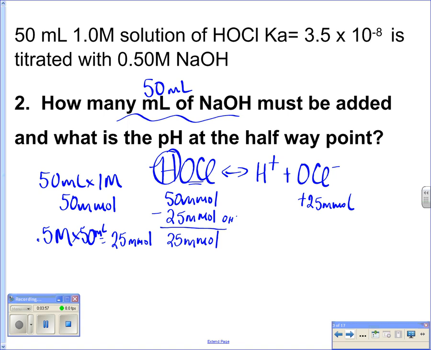Now I can do a little shortcut because I know my total volume then, if I have 50 mils of my acid and 50 mils of my base, is 100 milliliters. And whenever we do an equilibrium expression, I know that I need molarities, not millimoles.